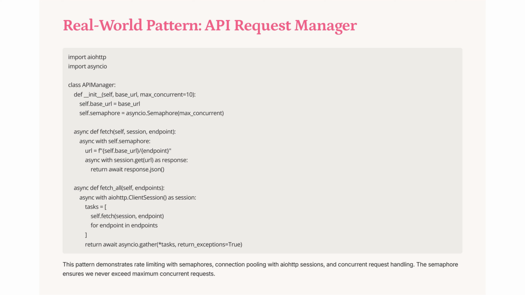The API manager class efficiently manages API requests using aiohttp and asyncio. It employs a semaphore to limit concurrent requests, ensuring optimal performance. The fetch method handles individual requests, while fetch_all manages multiple endpoints concurrently, leveraging connection pooling for resource efficiency. This pattern is crucial for maintaining robust and scalable API interactions.